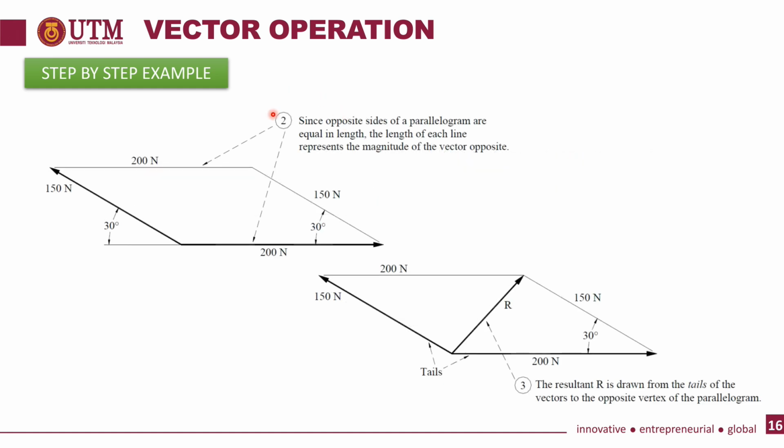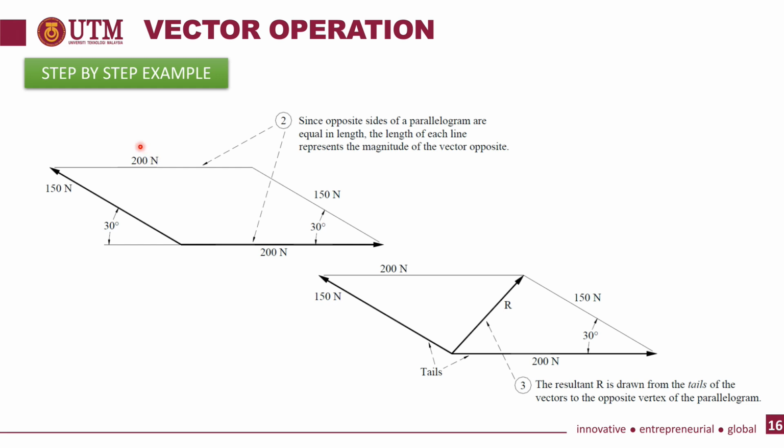Alright, so the second step is, since opposite sides of a parallelogram are equal in length, the length of each line represents the magnitude of the vector opposite. As you can see here, the length here is 200 Newton, and it is equal to here, this is also 200 Newton, because the length and also the angle of each parallel line is similar. So when you are drawing the parallelogram shape, the parallel lines between each segment are similar in magnitude.